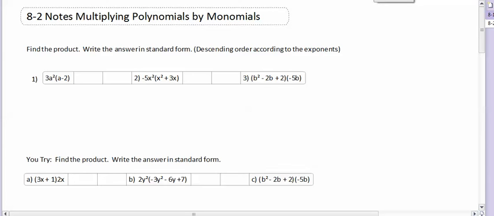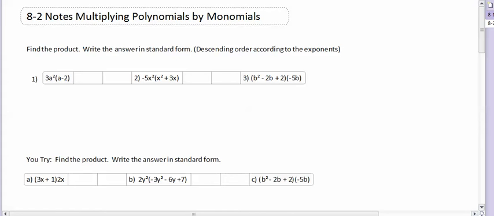Okay, so now we're going to be doing the notes for 8-2. We're going to be multiplying polynomials by monomials. The directions: you have your notes, and they should be glued onto the right-hand side of page 46 of your composition book. There's 2 pages. The multiplying polynomials by binomials should be at the top, and then finding the GCD should be at the bottom. So find those pages if you have them in front of you.